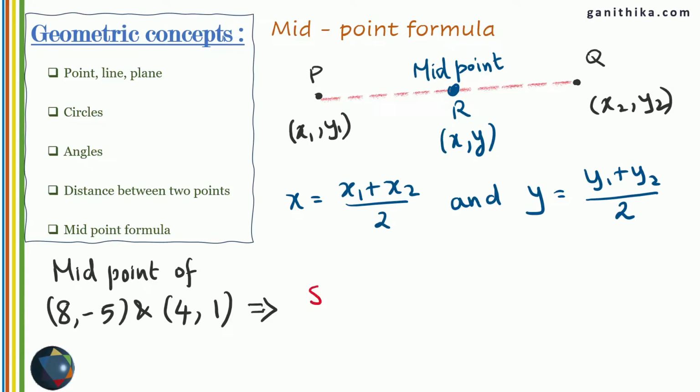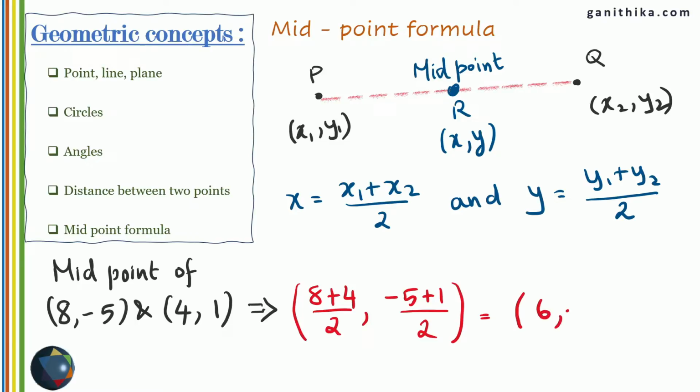For the x value of the midpoint, you need to add the x values of the 2 points, 8 and 4, and divide by 2. For the y coordinate of the midpoint, you need to add the y coordinates of the 2 points, negative 5 and 1, and divide by 2. Once you simplify this, you will get 6, negative 2 as the midpoint for 8, negative 5 and 4, 1.